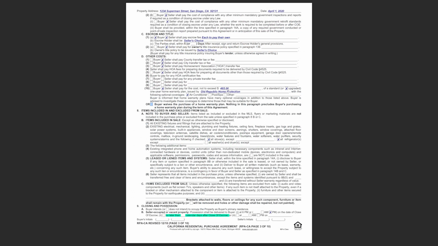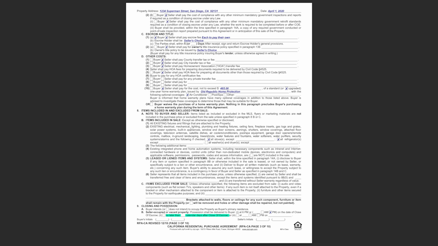All right. Next, we're going to move on to items included and excluded from the sale. Now, if it's listed in the MLS or the flyers that they're not to be included, then it's not included. If it is listed that it is going to remain with the property, then it's supposed to remain with the property. If it is an existing fixture or fitting that is attached, that means it's included in the sale. Same thing with existing electrical, mechanical, lighting, etc. If it's attached to the property, it is supposed to remain with the property.